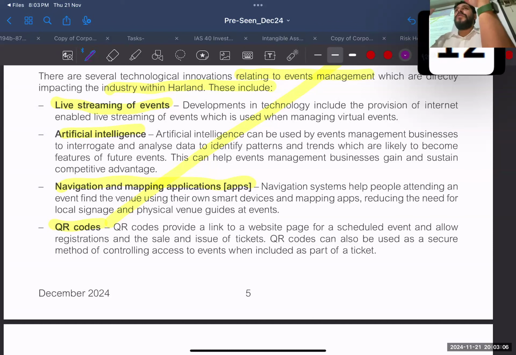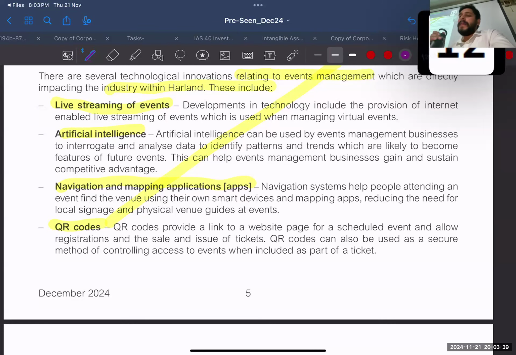Like, all the killing voices and the fighting voices were all around me. And I was thinking that, okay, if I am right now in the middle of that fight, it was all worth it to pay the amount of money in order to visit that palace. So this is how the QR code works. This is how the artificial intelligence industry is working. The QR code provides a link to the website page for a scheduled event and allows the registration and the sale and issue of the ticket.